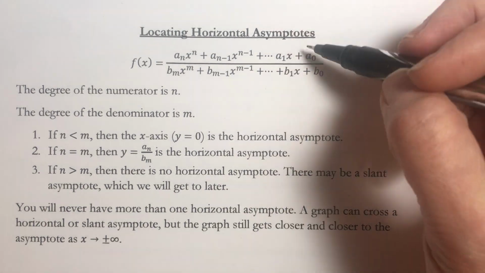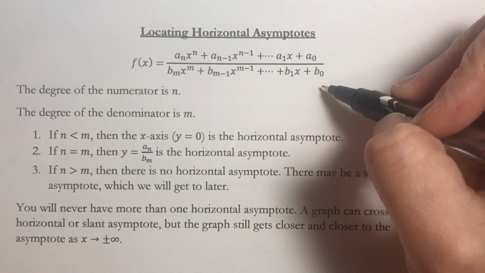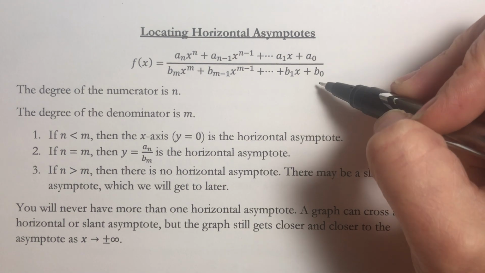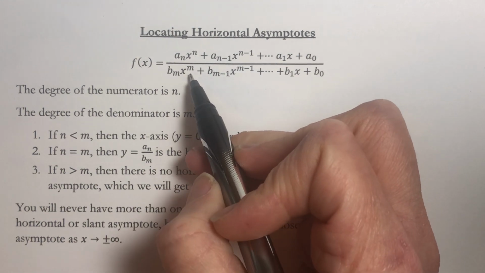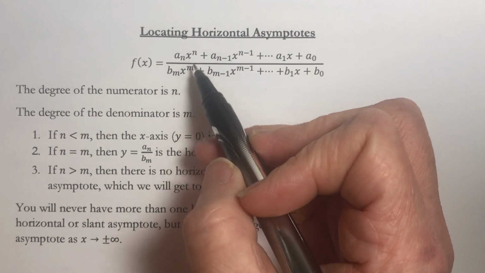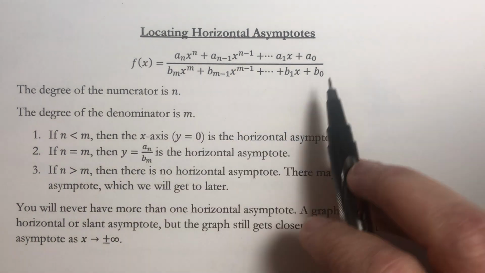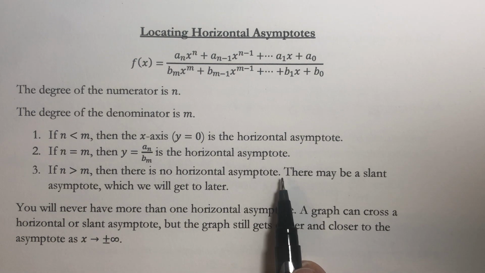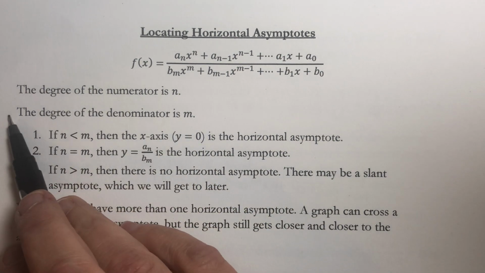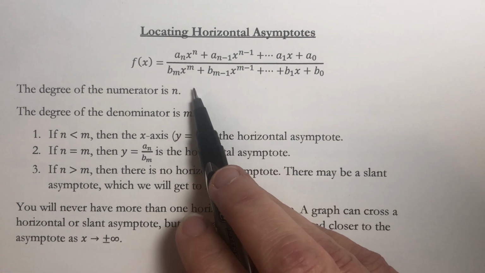Generally speaking, when we have a rational function, we have a polynomial over a polynomial. You should recognize these as general polynomials. This one is of degree n, this one's of degree m. We don't always have to have the same one there, so that's why we're using b's and m's here as opposed to n's up here and a's. So the degree of the numerator is n, the degree of the denominator is m. And we can find our horizontal asymptotes really easily just based on those.